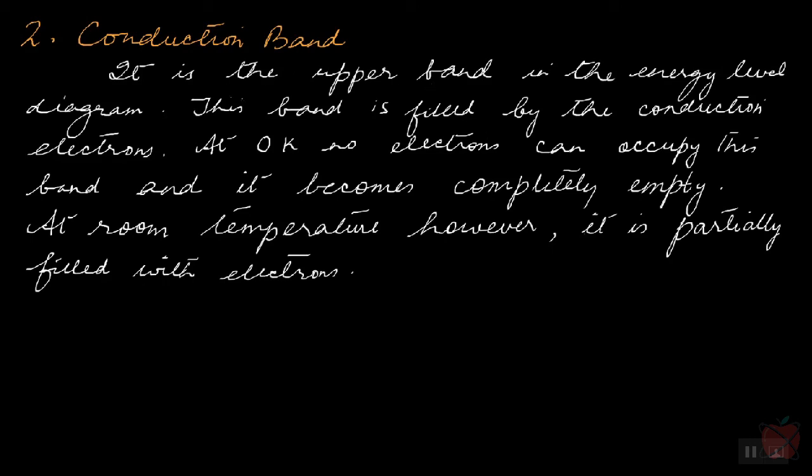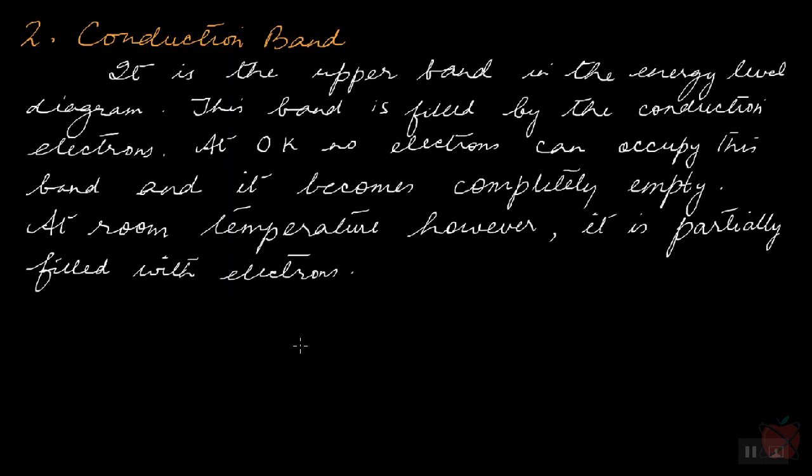The second one is the conduction band. The conduction band is the upper band in the energy level diagram. This band is filled by the conduction electrons. You remember what those conduction electrons are? They are the electrons which take part in the conduction of current. They are also called free electrons, and they are at a higher energy level. Why? Because those free electrons have higher energies compared to those electrons which are still trapped inside of the atoms. At 0 Kelvin, no electrons can occupy this band and it becomes completely empty. That is one thing to be remembered.